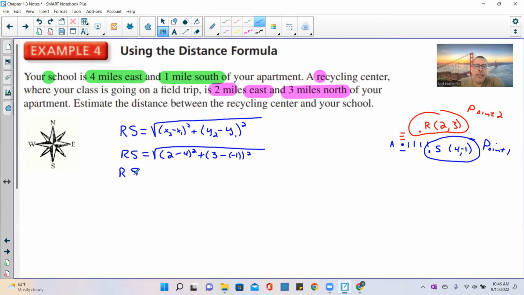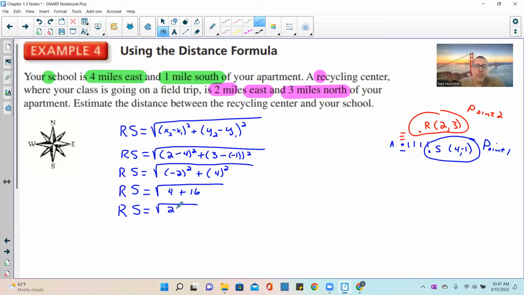So RS is going to equal the square root of 2 minus 4, which is -2, squared, plus 3 minus a negative, which means plus, 3 plus 1, which is 4 squared. So the distance between the recycle center and the school, RS, will be -2 squared, which is 4, plus 4 squared, which is 16. So the length of RS is the square root of 20.